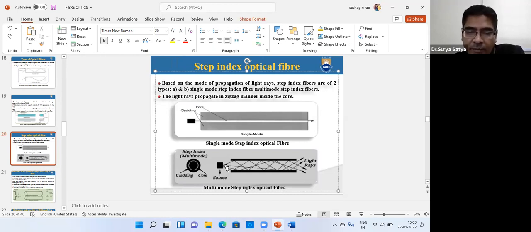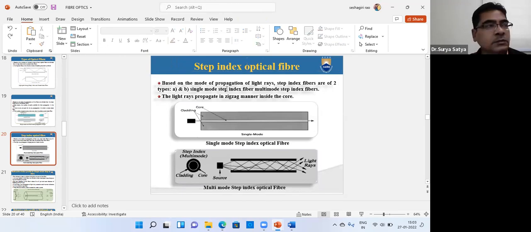So that is what we write as multi mode step index fibers. Okay, so this is just a single mode step index fiber. These figures are to be drawn, you have to draw these figures whenever they ask you to write the differences between step index optical fiber and graded index optical fiber. You need to draw these two diagrams and write some nomenclature. Based on the mode of propagation of light rays, step index fibers are of two types: one is the single mode step index fiber, and the other is the multi-mode step index fiber. So these diagrams are to be drawn.